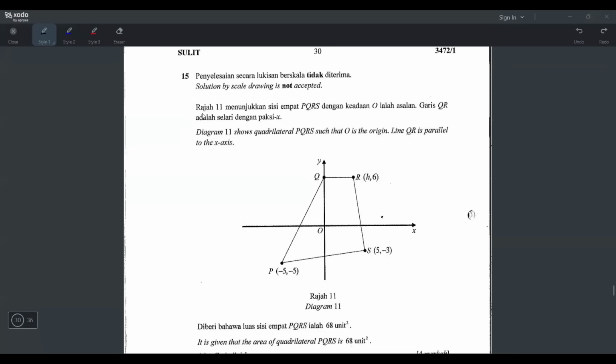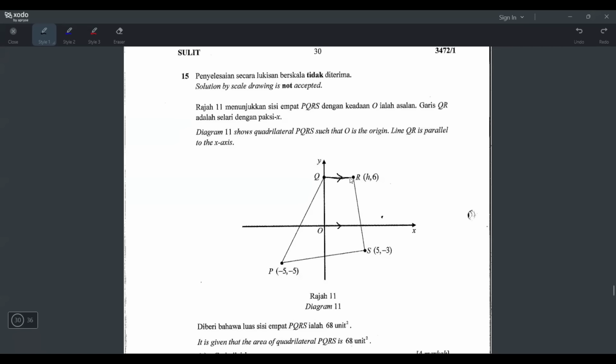Okay, I'm at the last question, 15. So let's see what it says here. Solution by scale drawing is not accepted. Okay, this is not important. Diagram 11 shows quadrilateral PQRS, such that O is the origin. Line QR is parallel to the x-axis. So this line is parallel to the x-axis.